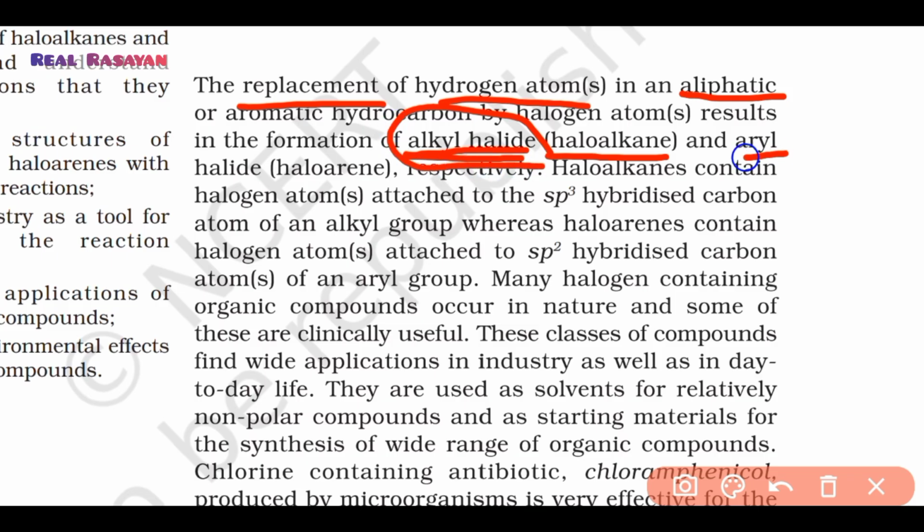And aryl halide is the common name of haloarenes, or these are the aromatic compounds. They can be formed by the displacement of a hydrogen atom from these hydrocarbons. It can be aliphatic or aromatic. If there is a displacement of hydrogen from aromatic, aryl halides or haloarenes form. If there is a displacement of a hydrogen atom from an aliphatic hydrocarbon, then haloalkane or alkyl halide forms.